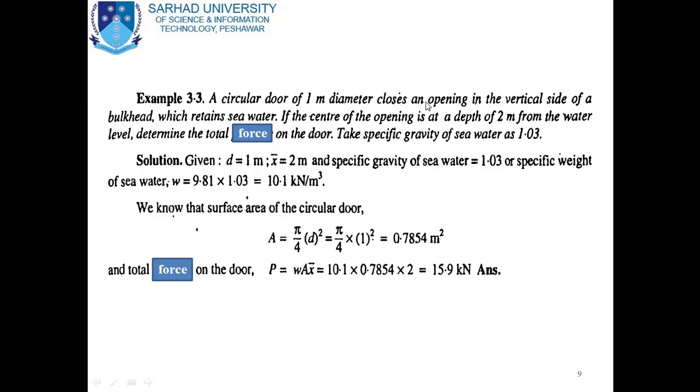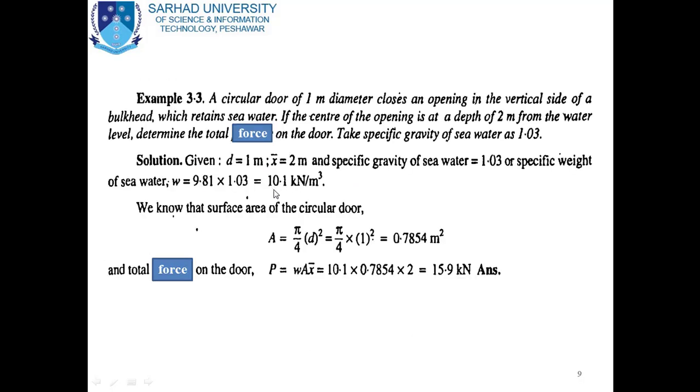So we have a circular door whose diameter is given, which is 1 meter. Also the depth of the center of the opening is given, which is 2 meters from the water level. We have to find the total force on the door, and the specific gravity of the seawater is also given, which is 1.03. First of all, we will write the given data. So d, the diameter of the door, is equal to 1 meter, x bar is equal to the depth, which is 2 meters, and specific gravity of seawater is 1.03. So specific weight of seawater omega is equal to 9.81 into 1.03, equal to 10.1 kilonewton per cubic meter.